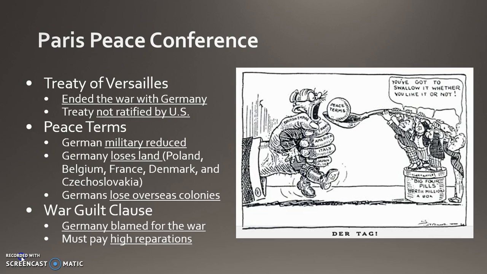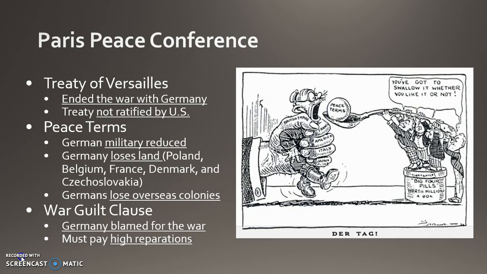So, a Paris Peace Conference was held where all of the countries involved in the war, the major countries, would come together to determine the terms of the peace. The Treaty of Versailles was one of the treaties, and this one particularly dealt with Germany. It was not ratified by the United States despite President Wilson's involvement in creating some of the terms in the treaty. The Senate did not agree to these conditions and did not sign it.